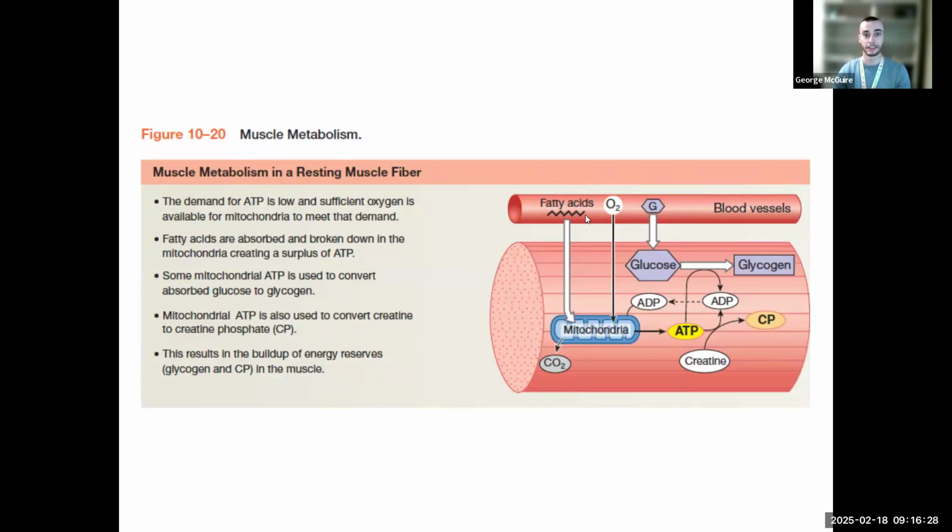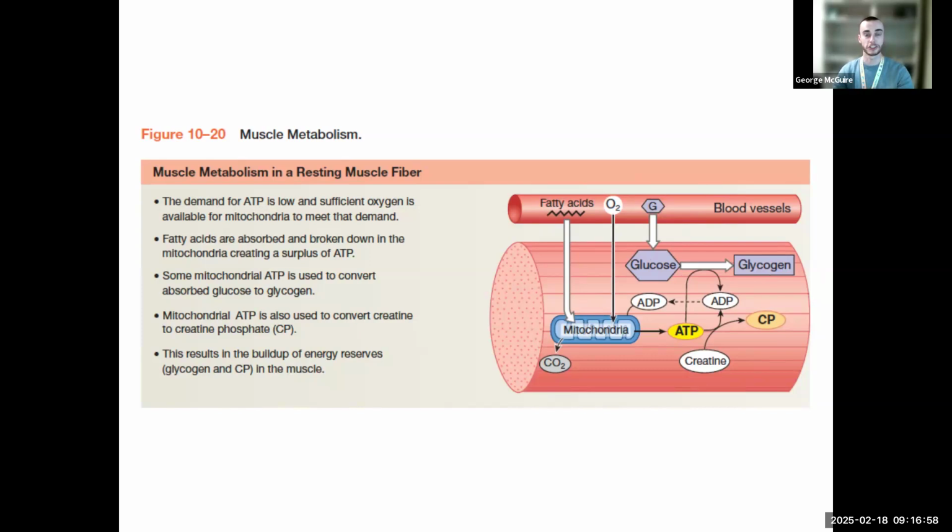Fatty acids contain almost or more than double the amount of calories per gram than carbohydrates do. As long as there is time to do the multiple chemical reactions needed to break down a fatty acid, and we have oxygen available, because fatty acids can only be used for aerobic respiration, our muscles are going to rely on that. So at rest, your muscles are mainly using fat as their energy source, and they are absorbing glucose from the blood in order to store it as glycogen.